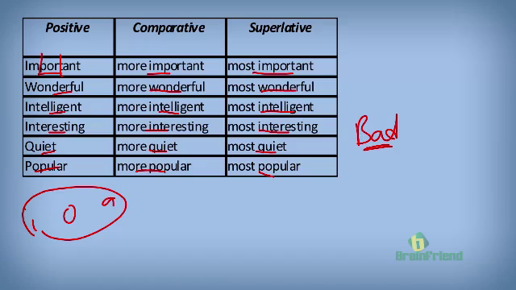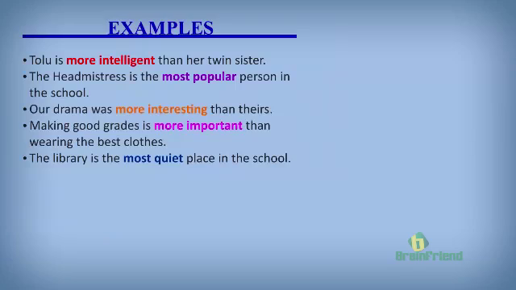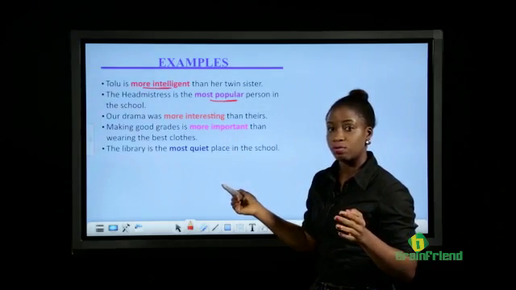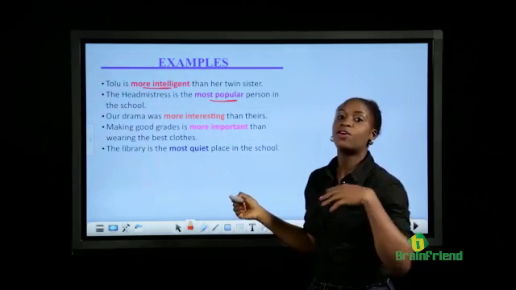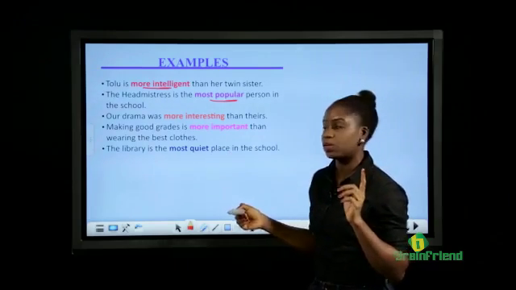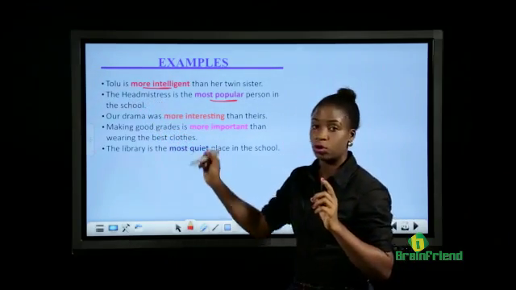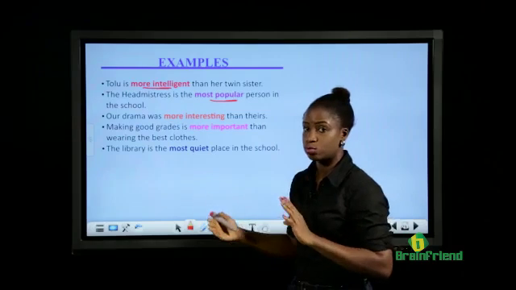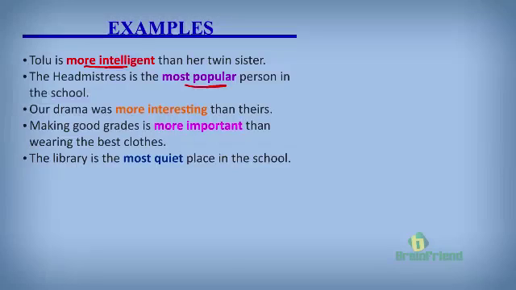Now let's use them in making sentences. Tolu is more intelligent than her twin sister. The headmistress is the most popular person in the school. Do you remember why we do not have ER? In a school, how many people do you have? So many. And of all these people, the most popular is the headmistress. We're comparing more than two. So we use the superlative form.